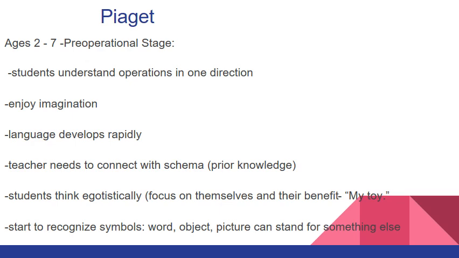Also at this stage, language begins to develop rapidly. Children start to acquire vocabulary very quickly. By age 3, the average person has acquired over 3,000 vocabulary words in their native language. As a teacher, you must make sure that you're connecting to students' prior knowledge or schema. You cannot introduce new abstract concepts that students have never seen before or experienced before.